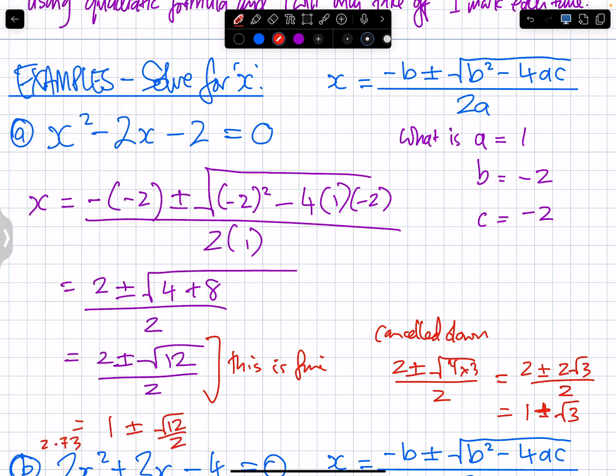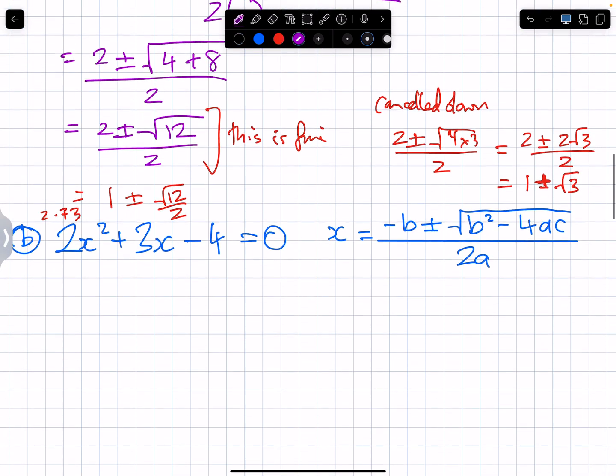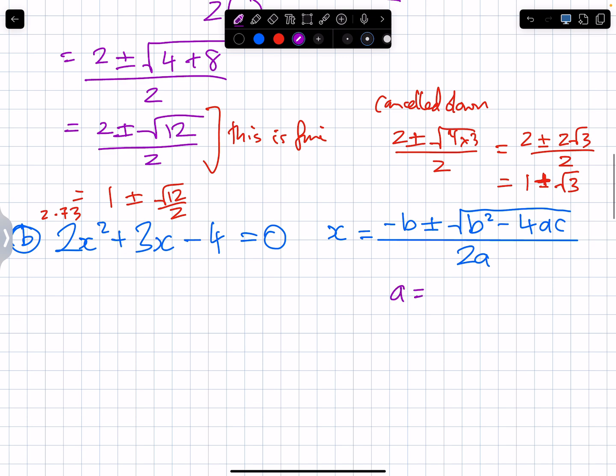Can we do one more, please, of this? Let's do the process. What is A in question B? What is the number in front of x squared? 2. What is the number in front of x? What is the number by itself? -4. Now you've got your little plastic bowl that you're putting little shapes in.